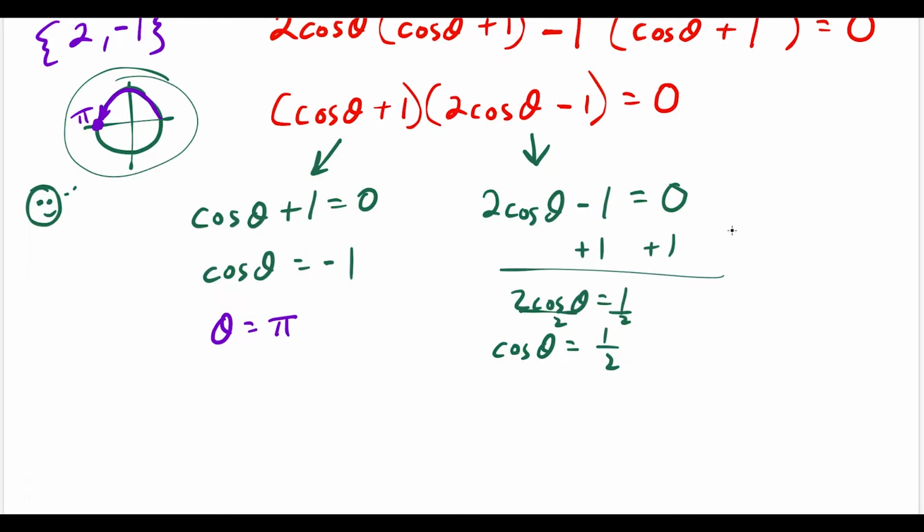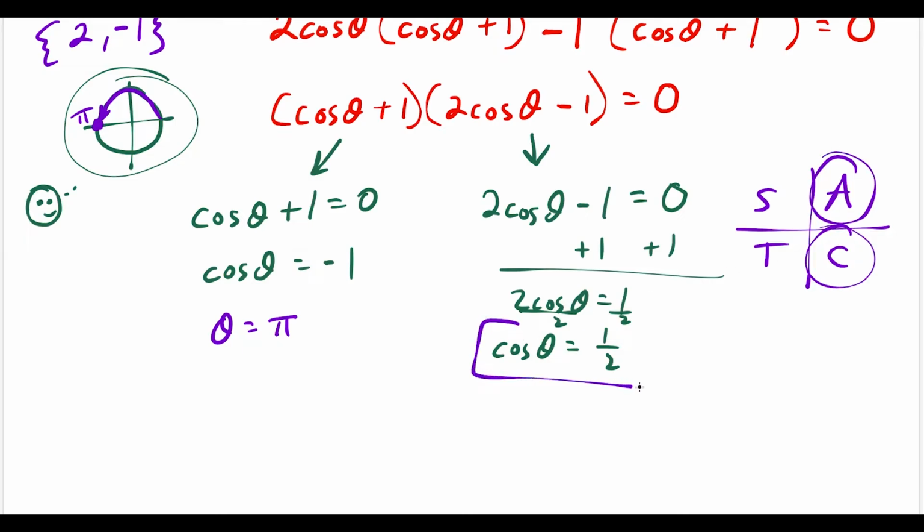And for this, we have to think of the 4 quadrants. So we write out our ASTC. Cosine is positive in quadrants 1 and 4. So since we have cosine theta equals positive 1/2, that tells me to focus on quadrants 1 and 4.